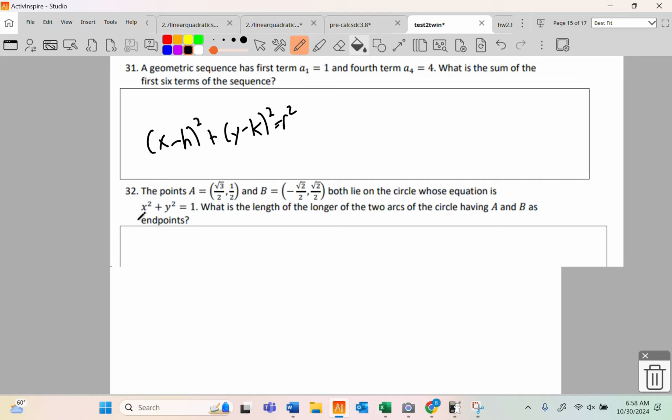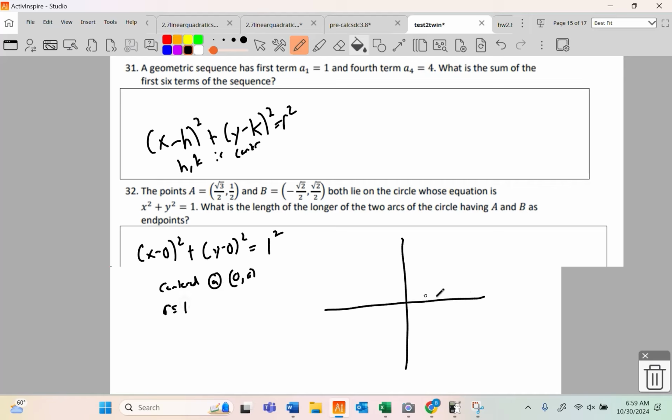That is the standard form of a circle. H and K is your center. So this right here is x minus 0 squared plus y minus 0 squared equals 1 squared, because 1 squared is still 1. It is centered at 0, 0, has a radius equal to 1. And it looks something like this.